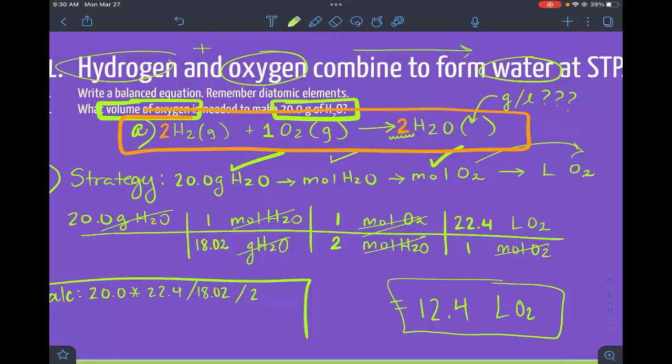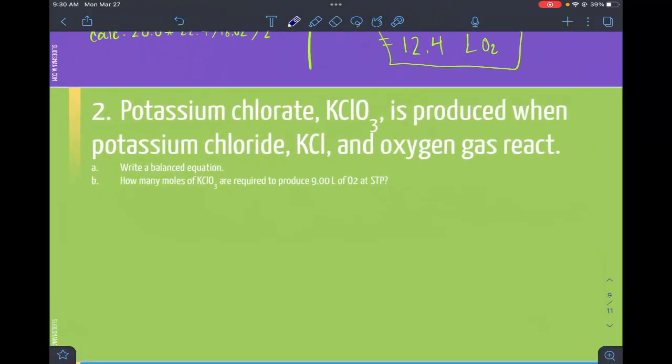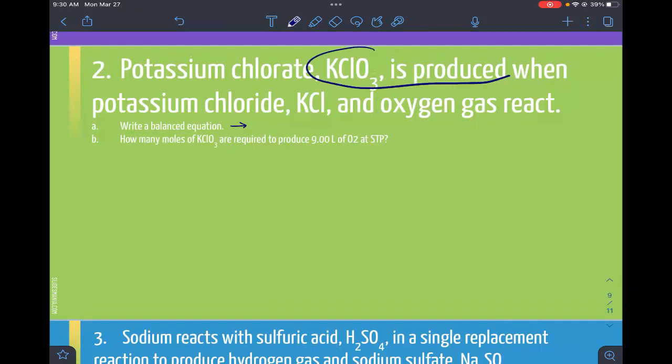All right, let's move on to number 2. Number 2, potassium chlorate is produced when potassium chloride and oxygen gas react. Part A, write the balanced equation. Okay, let's see. Potassium chlorate is produced. That means that it's going to be on the product side. So KClO3. It's produced when potassium chloride and oxygen gas react. So my reactants are going to be KCl and oxygen. And oxygen is specifically the gas that we are concerned with. So I'm going to label oxygen as my gas.